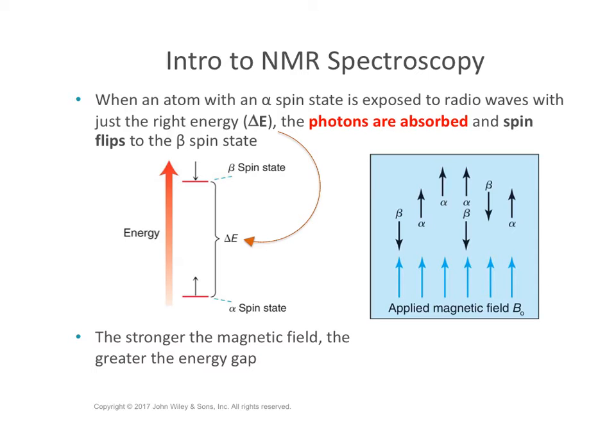When an atom in the lower energy alpha spin state is exposed to radio waves with just the right energy, photons are absorbed and the spin flips up to the higher energy beta spin state. This energy gap is determined by the strength of the external magnetic field. The stronger the external magnetic field, the greater the energy gap.